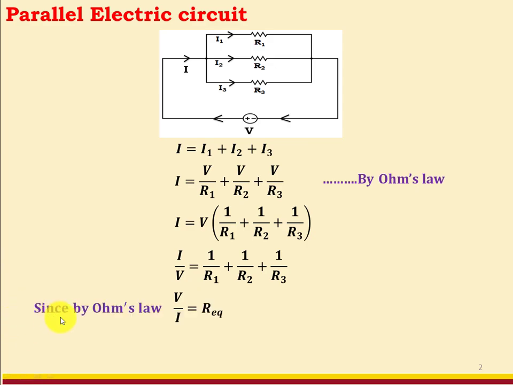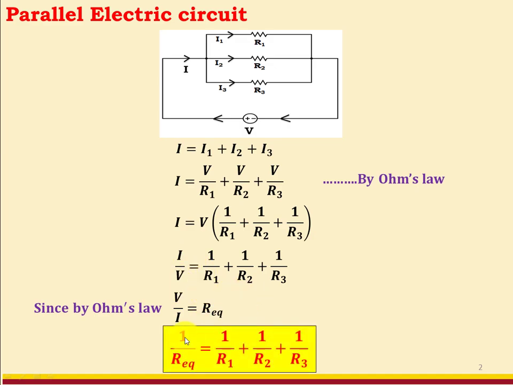So we can write by Ohm's law V upon I is R equivalent. Therefore I upon V will be 1 upon R equivalent. So 1 upon R equivalent equals 1 upon R1 plus 1 upon R2 plus 1 upon R3. That is, the reciprocal of equivalent resistance of a parallel circuit is equal to the sum of reciprocals of individual resistances. For example, we have considered 3 resistors here, but the same is applicable for any number of resistors connected in parallel.